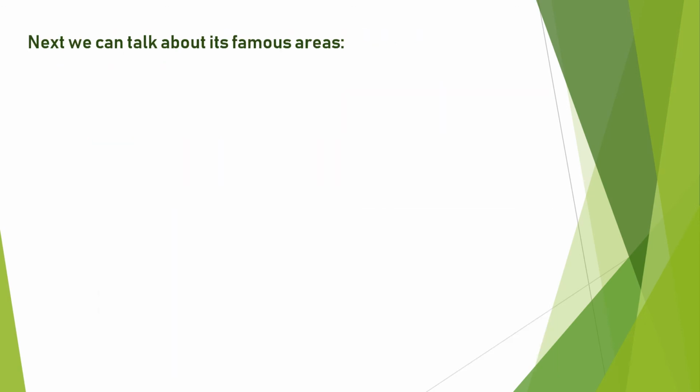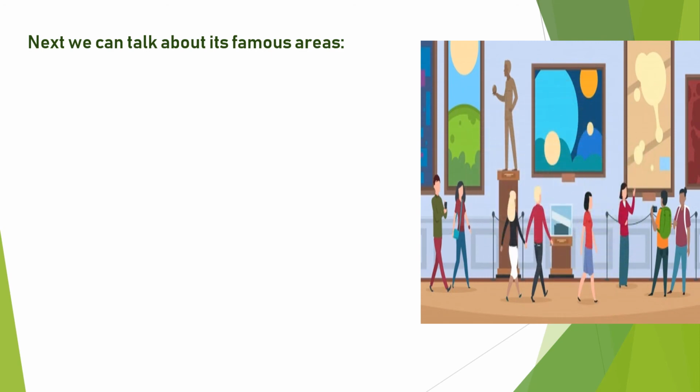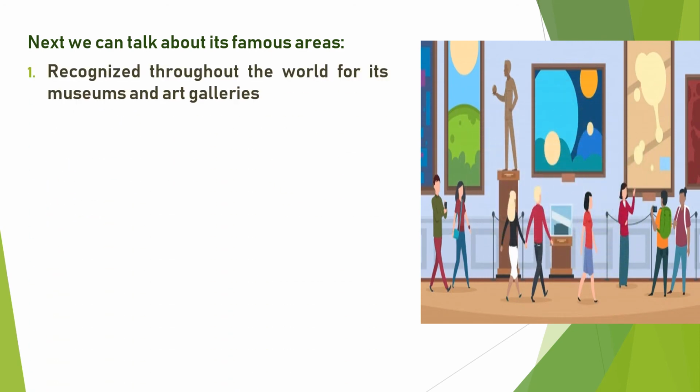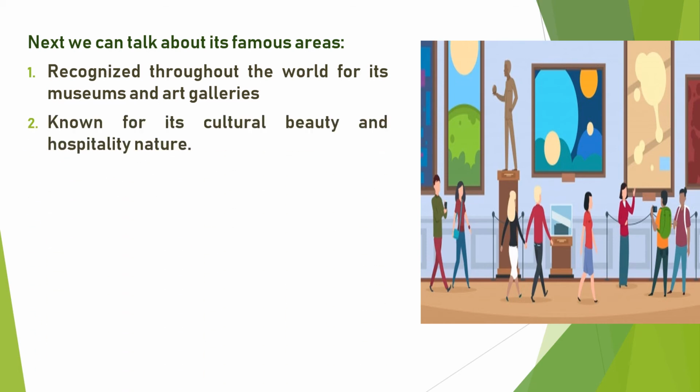Next, we can always talk about its famous areas. The questions may be, what is your hometown famous for, or what is it known for. So you can say the different monuments, the museums, the art galleries, and other historic or architectural buildings that belong to ancient times. So you can always say that my hometown is recognized throughout the world for its museums and art galleries, which are filled with picturesque paintings and mesmerizing artifacts.